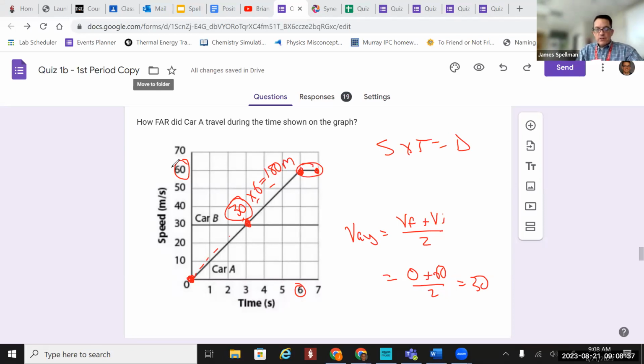This last little section, again, speed times time. It was going 60, and it only went for 1 second. So it was going 60 meters per second. It did that for 1 second. That's another 60. So if we add these 2 pieces together, 180 plus 60 in the first segment, we would end up with 240. So that was probably the hardest question that was on there. But again, we're using our formulas that are available to us to be able to answer those.